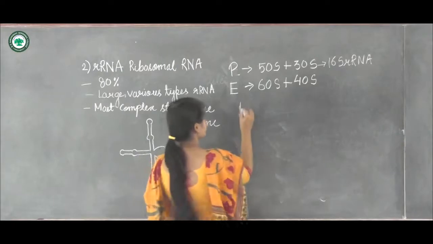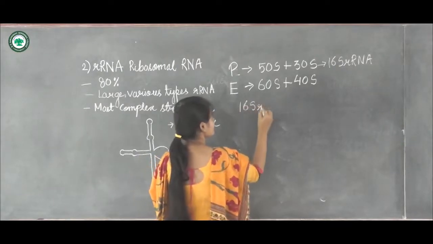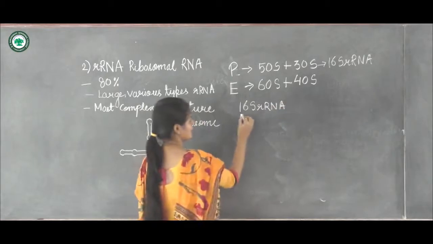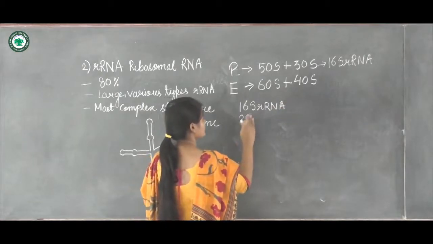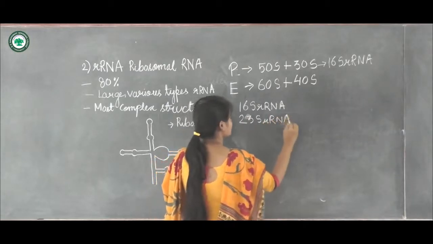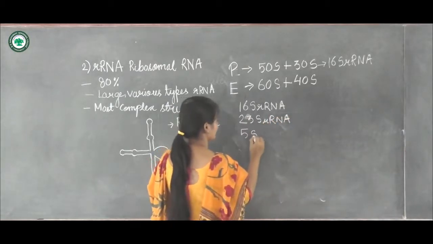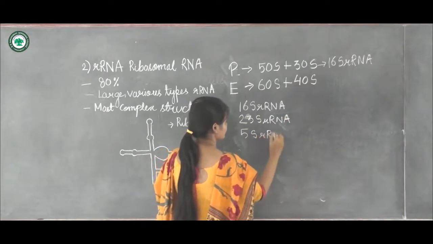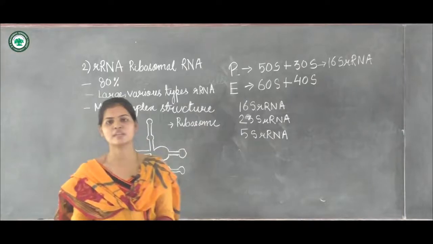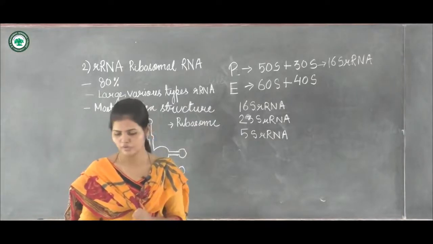So it will be 16S rRNA, 23S rRNA, 5S rRNA. So there are various types of rRNA which are present in the ribosome or in the cell of an organism.